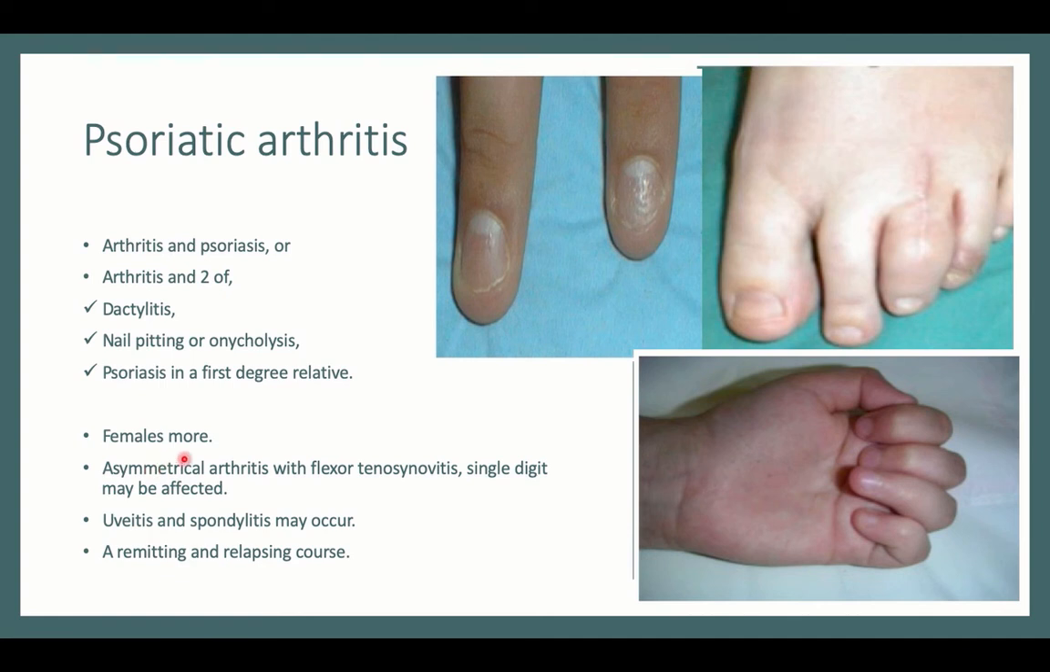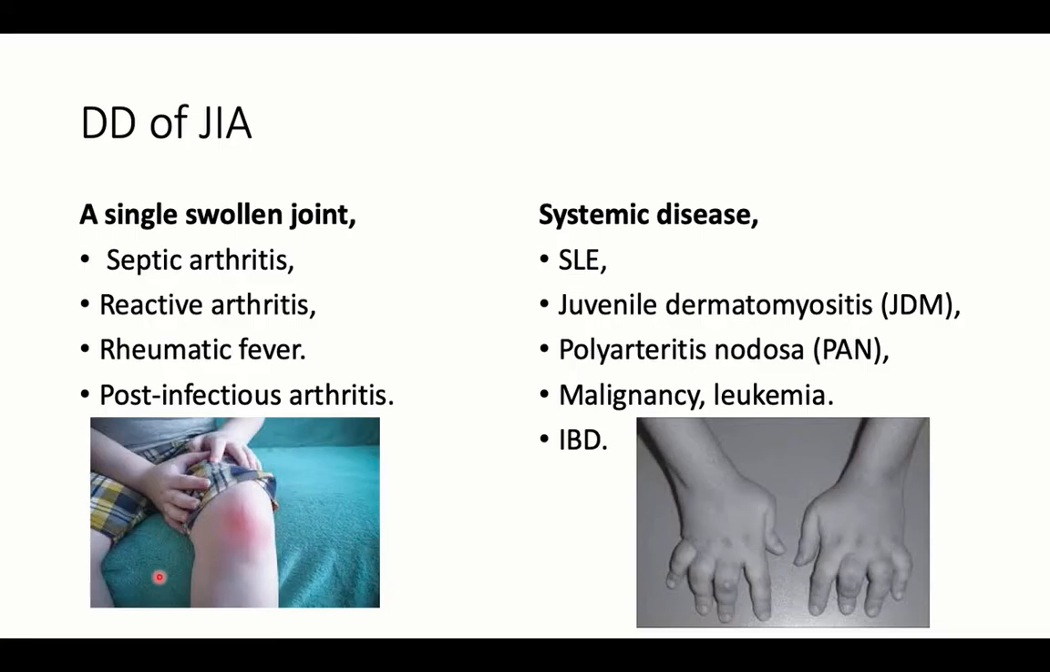This affects females more, and is usually asymmetrical arthritis with flexor tenosynovitis, as you can see here. A single digit may be affected, uveitis can also occur, and as an immune condition it usually has remitting and relapsing courses.